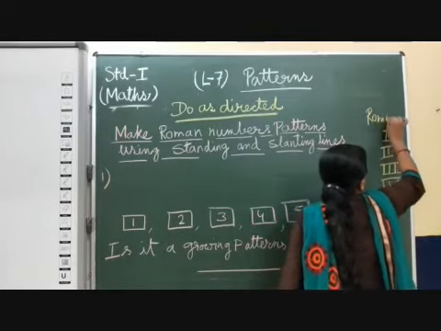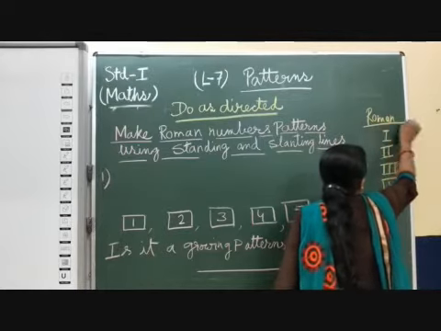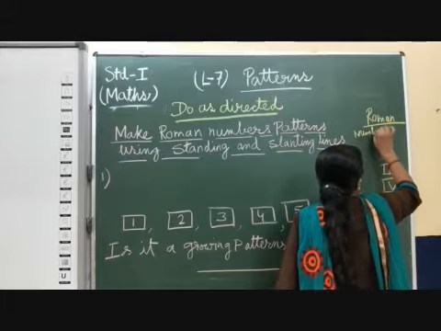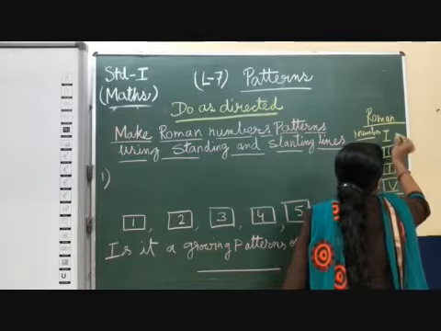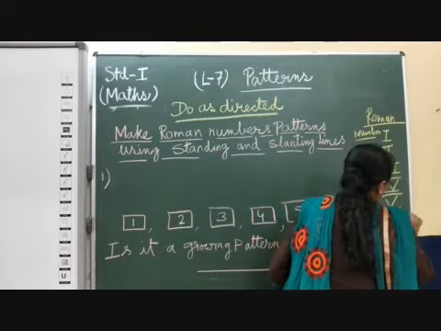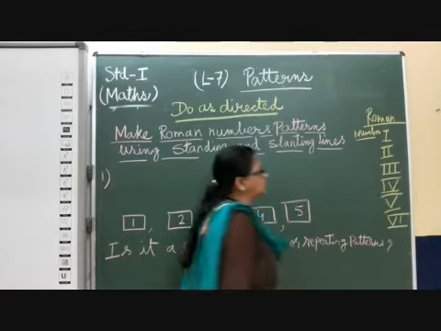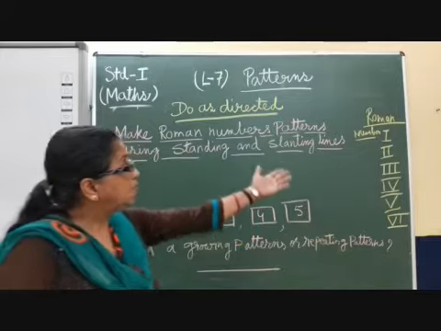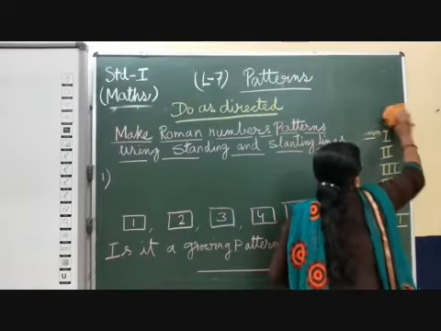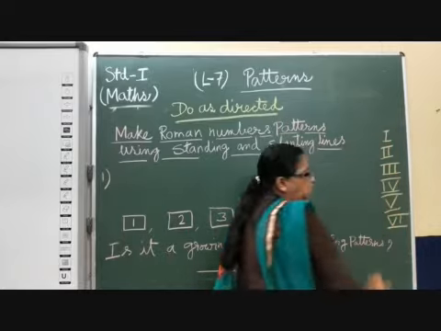This is called a Roman numeral, yes? Isn't it? This is a Roman numeral. This way you write six. You have to write it this way. So this is called a Roman numeral. Fine. I have given you a clue how to do this.